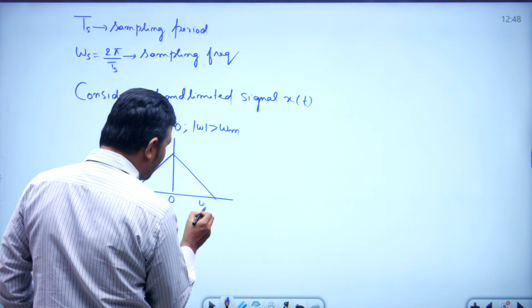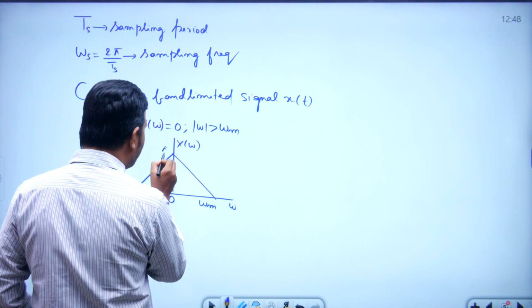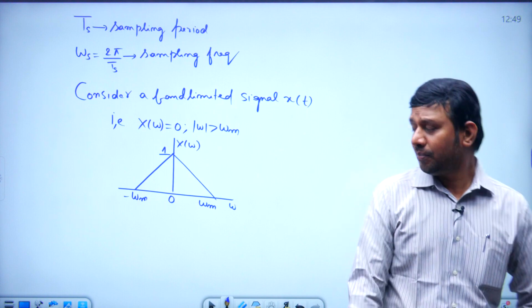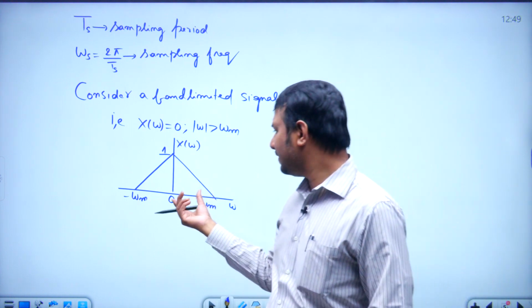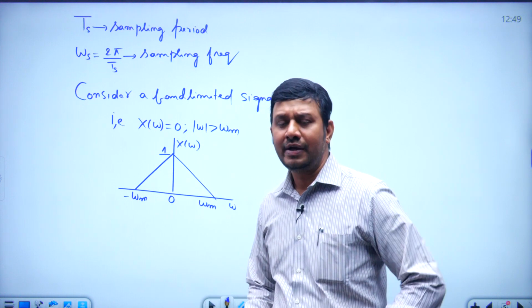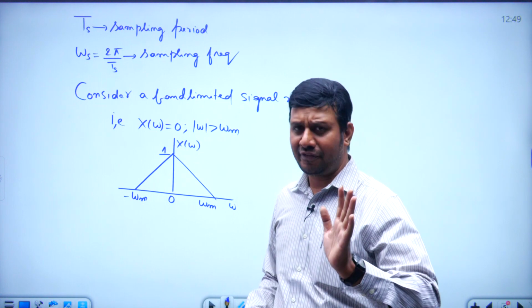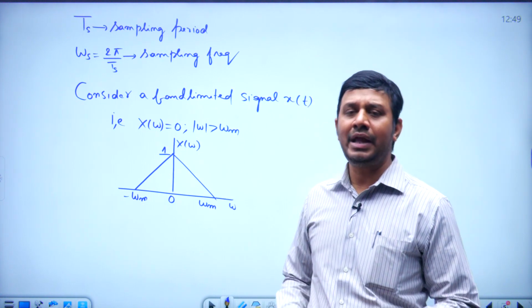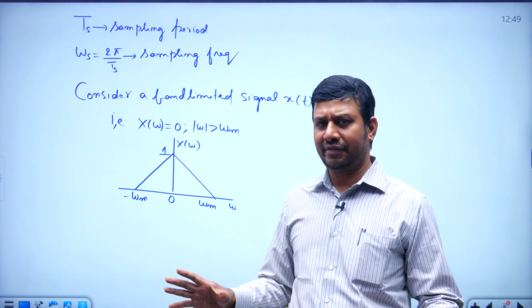Why are we going to consider a band limited signal? Because most of the important information in any signal lies in the low frequency components only. High frequency components do not carry significant information, so we are eliminating them by band limiting, limiting in frequency.